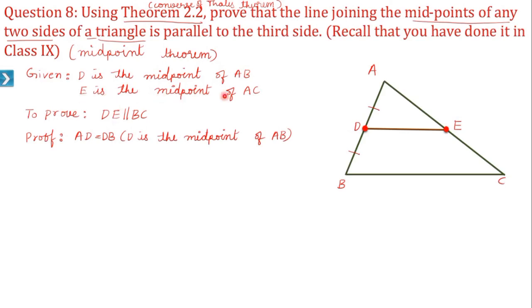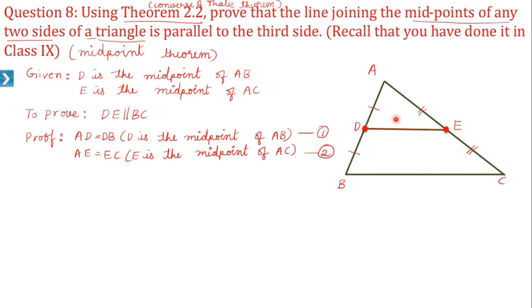Similarly, E is the midpoint of AC. Look at the figure. E divides AC into two equal parts. They are AE and EC. E is the midpoint of AC, so AE is equal to EC. Now we have got two equations. One is AD is equal to DB, then AE is equal to EC.